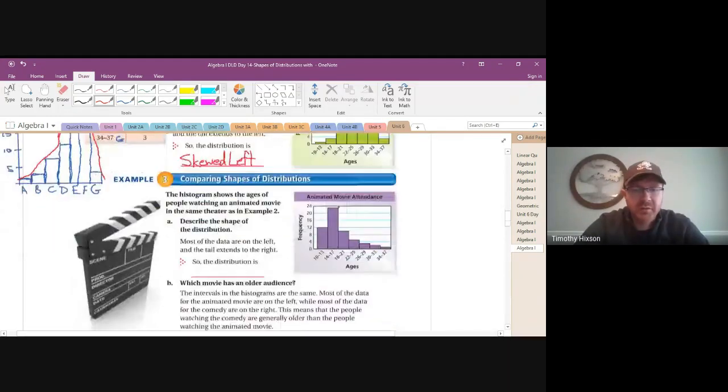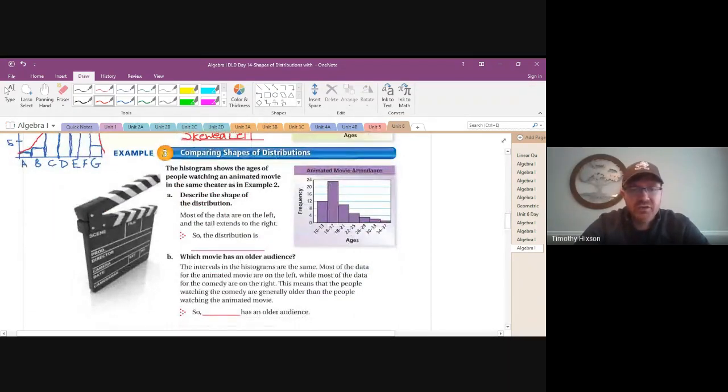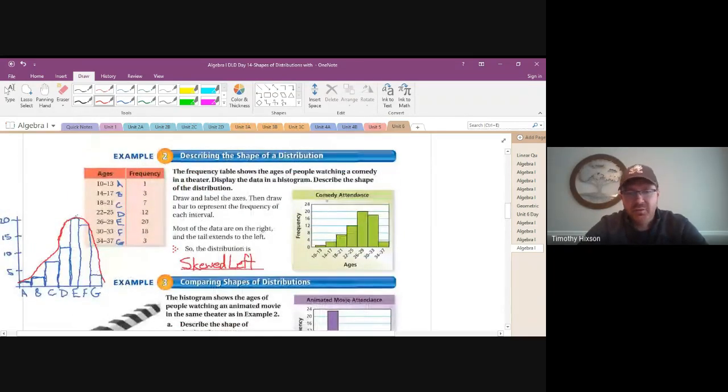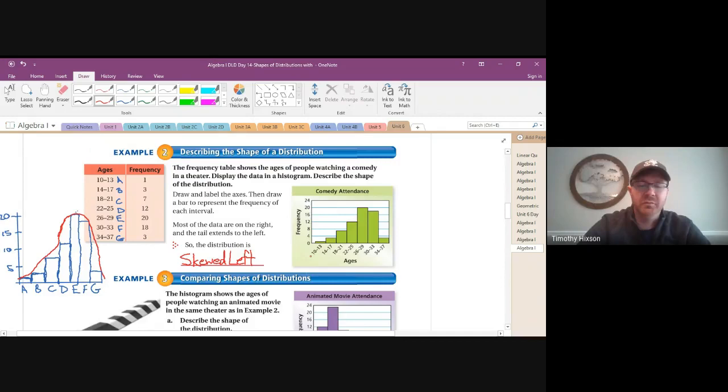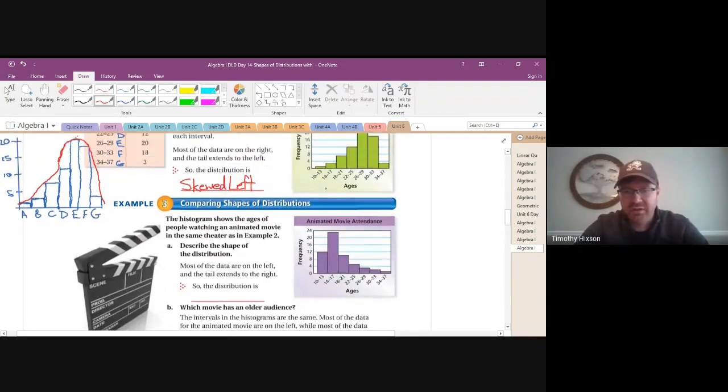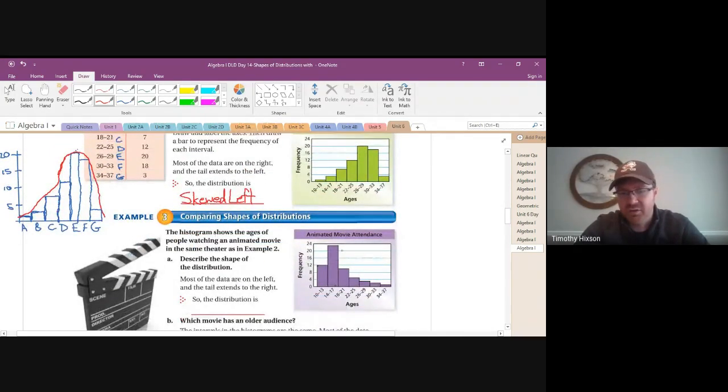Now, example 3, we have the ages of people watching an animated movie. So we have the same theater. This was a movie theater, people attending a comedy. All right. So here they're attending a comedy, and this is the ages of people who are in there, how many people went to that movie. Here we have animated. As you would expect, notice there are a lot more younger people watching the animated than over here watching the comedy. Okay, typical, makes sense.